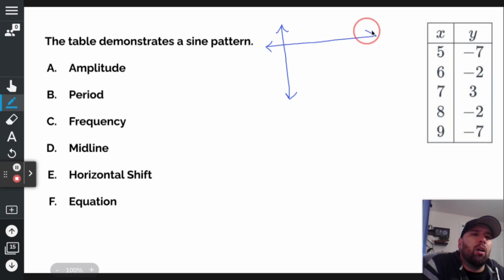1, 2, 3 is my highest, and then I go down to negative 7. So 5 is negative 7. 6 is negative 2. 7 is 3. 8 is negative 2. And 9 is negative 7.